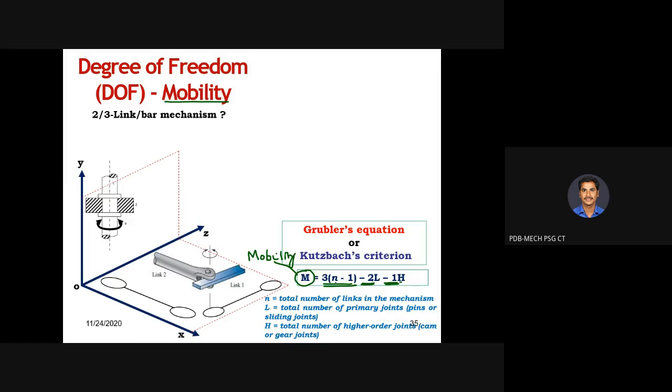ஓகே, ஸோ 3 into n ங்கிறது 12 degrees of freedom மைனஸ் 3 into 1 3. ஒரு ஃபிக்ஸ்டு லிங்கை சப்ட்ராக்ட் பண்றோம். லோவர் பேர்னா 2 degrees of freedom சப்ட்ராக்ட் பண்றோம். ஹையர் பேர்னா 1 degrees of freedom சப்ட்ராக்ட் பண்றோம். That's all. Okay, so 3 into n minus 1 minus 2 into L minus 1 into H. So this formula is going to be helpful for you to find out the mobility of the given mechanism.